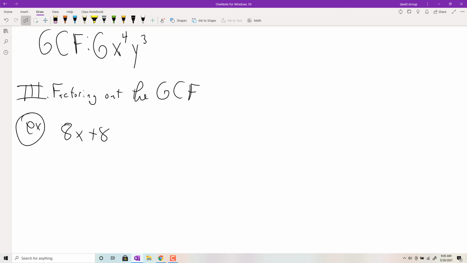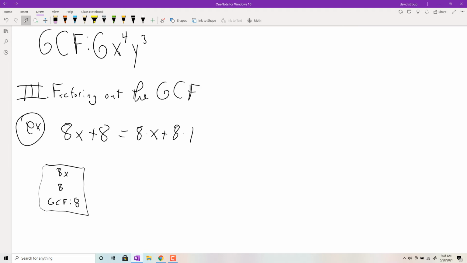8x plus 8. So what you're doing is identifying the GCF between these two terms. Okay, so if you had, just like above, 8x and 8, the GCF, the biggest number that divides both of them, would be 8, and there's no variable part that divides both of them. So the GCF is 8. Okay? We want to factor 8 out of both these terms. So the way they're going to do it in the book is to rewrite 8x as 8 times x, and then rewrite 8 as 8 times 1.